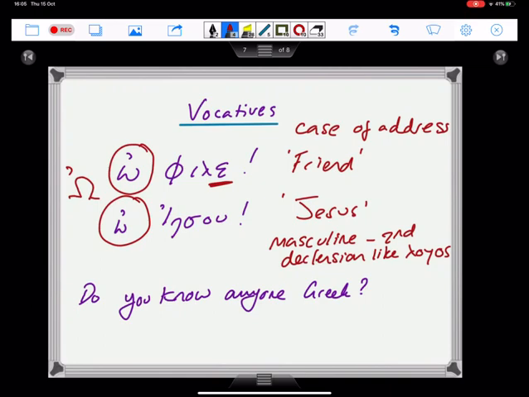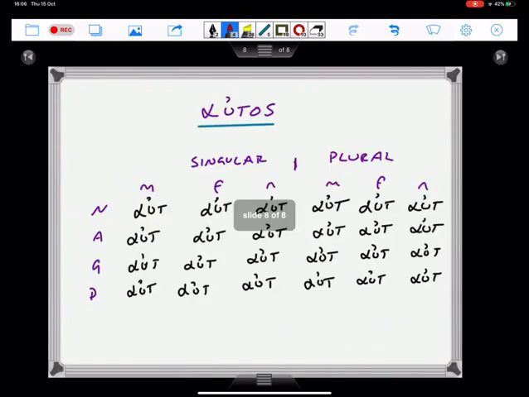You do see this a little bit in modern Greek. If you know anyone called Kostas, for example, listen out when people are talking to them, because you'll probably hear them say Costa. Names still change in the vocative in some places.